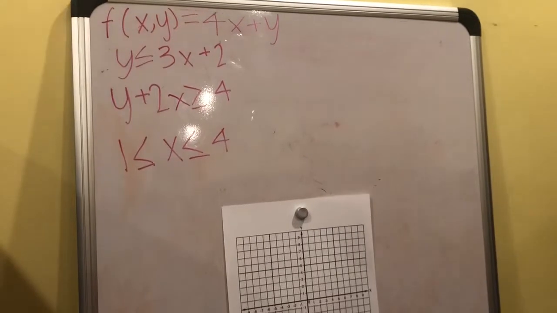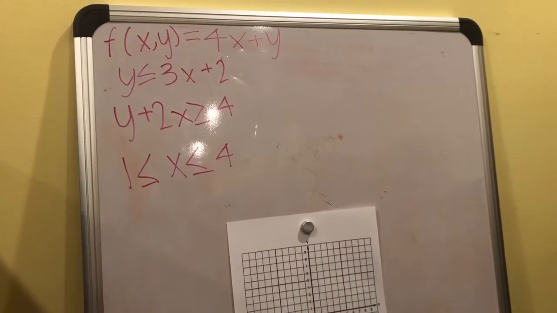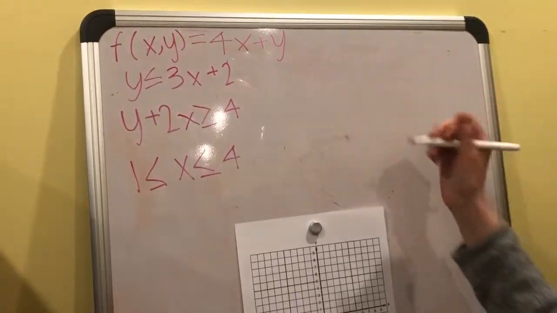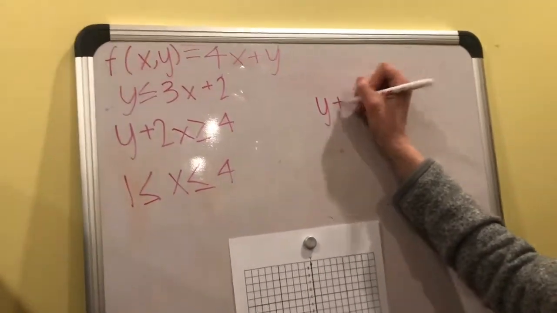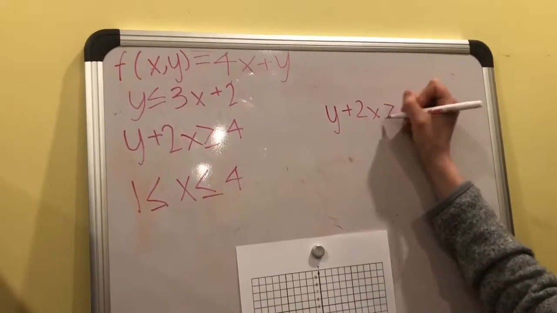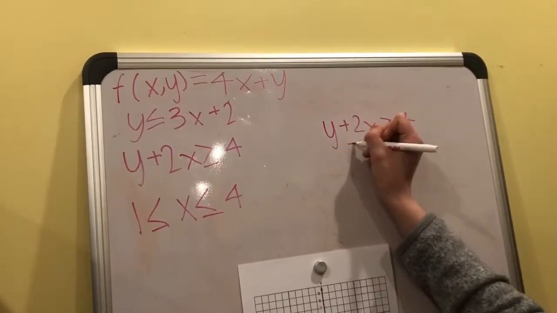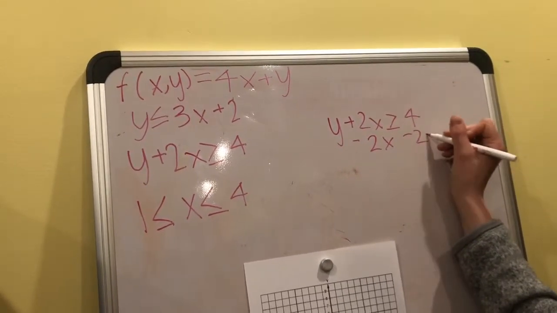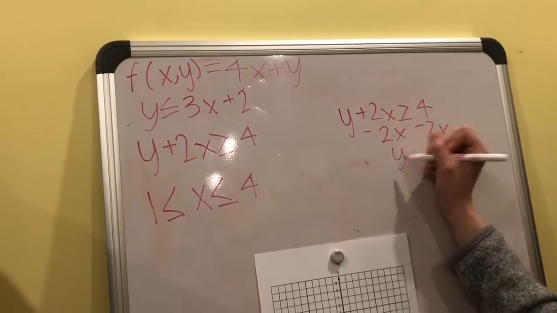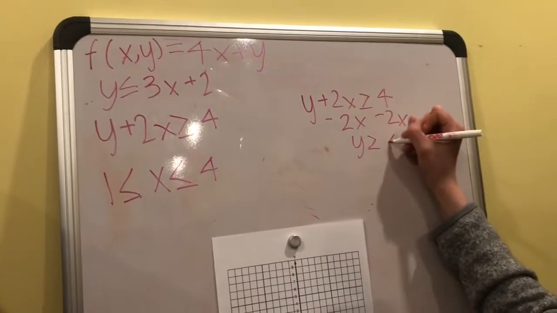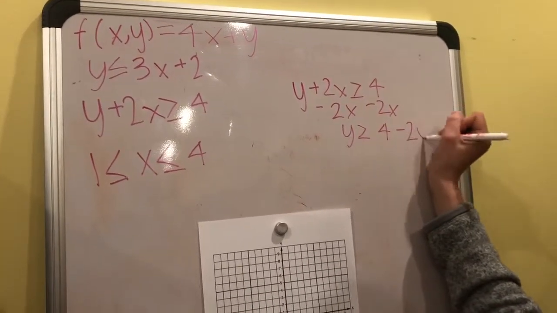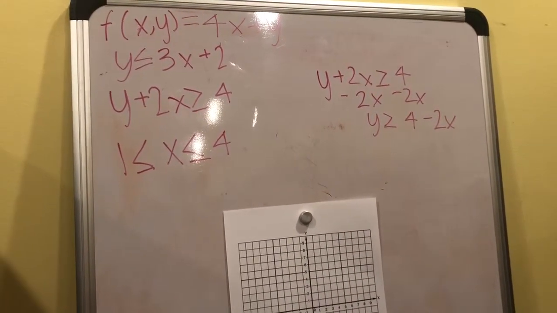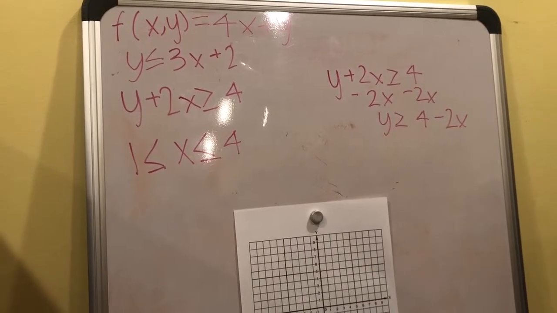This is my problem for graphing inequalities. First, in order to graph them properly, you have to isolate y in this inequality. So y plus 2x is greater than or equal to 4, so you subtract 2x. So y is greater than or equal to 4 minus 2x. Then you graph the inequalities.